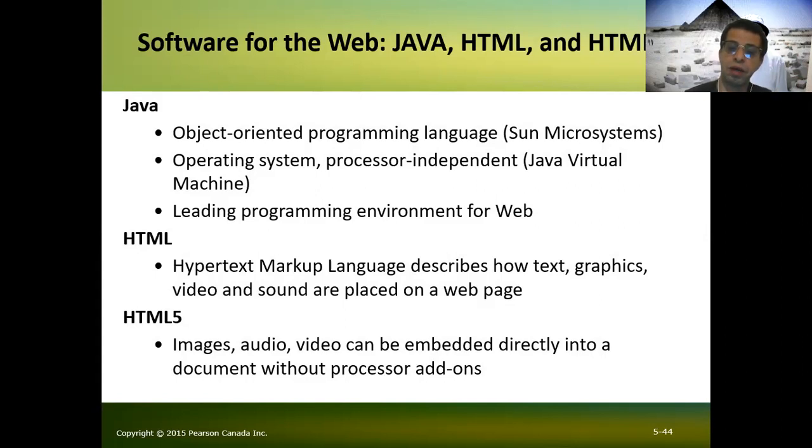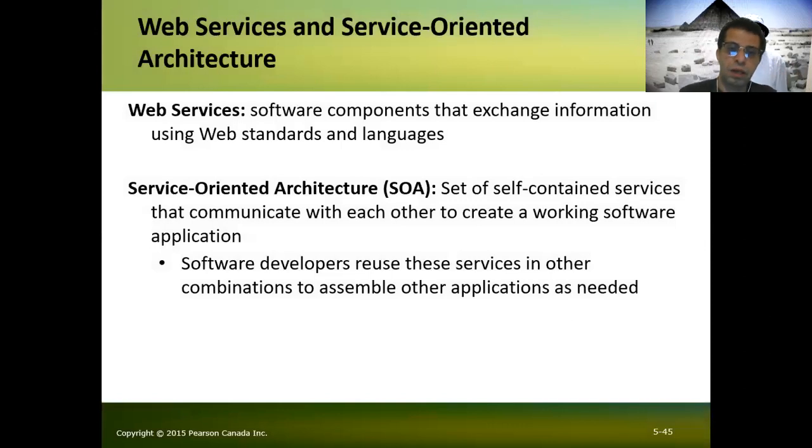And then you have HTML, which is hypertext markup language, where graphics, videos, and sound are placed on the web. And then you have HTML5, where images, audio, and videos can be embedded directly into the document without processor add-ons. Then you have web services and service-oriented architecture. A web service is a software component that exchanges information using web standards and language.